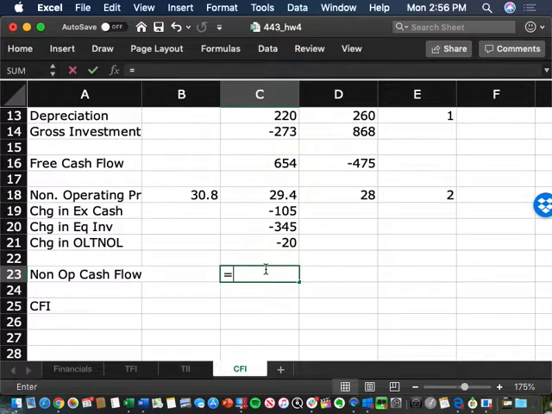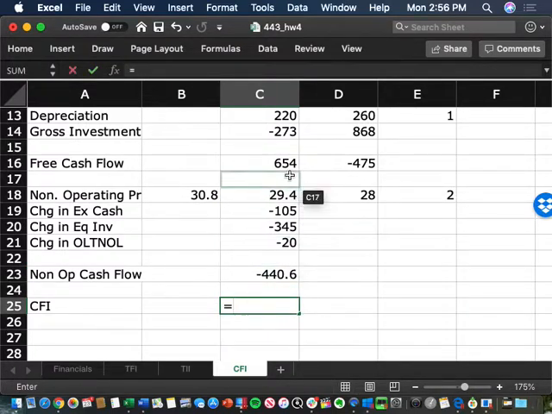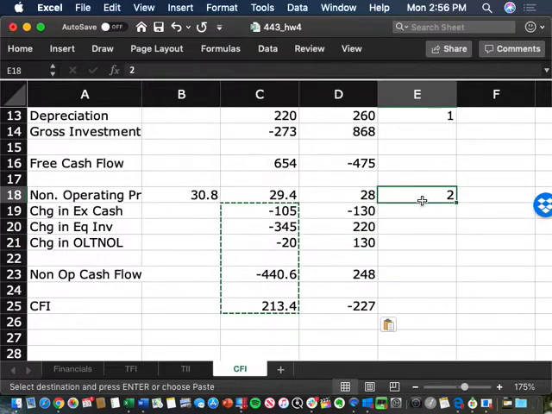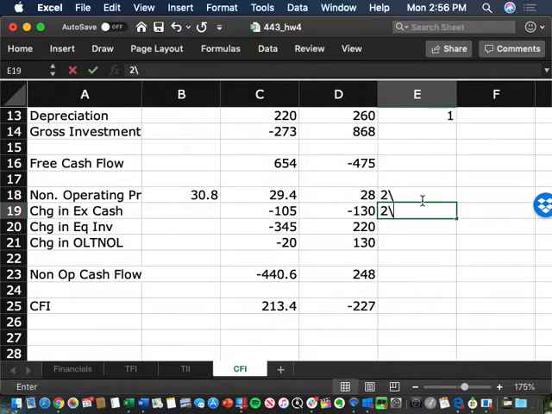Non-operating cash flows. CFI, operating cash flow plus non-operating cash flow. That is your CFI. I know many of you spent hours struggling on this. That's why I'm going through this and trying to be as granular as I can. But if you have questions, now is a good time to ask.